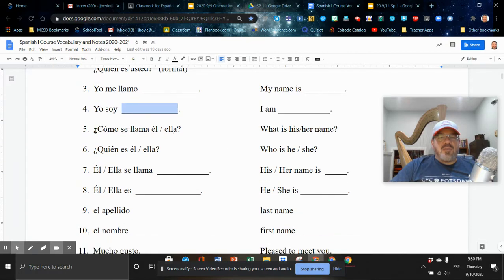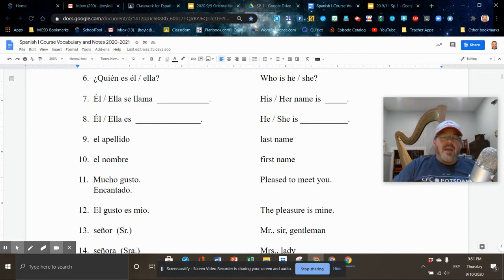Number 5 is really 2 questions in one. It's this one, and then this with this word attached. ¿Cómo se llama él? ¿Cómo se llama ella? Number 6, ¿quién es él? ¿Quién es ella?